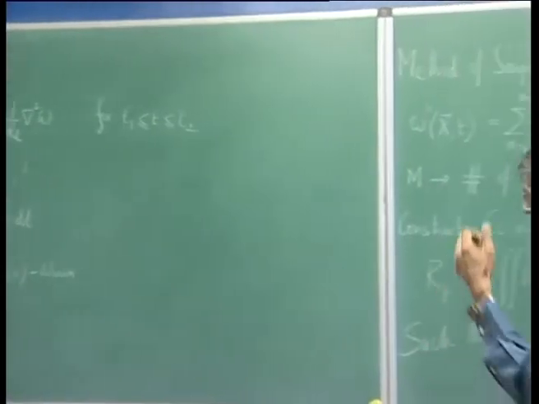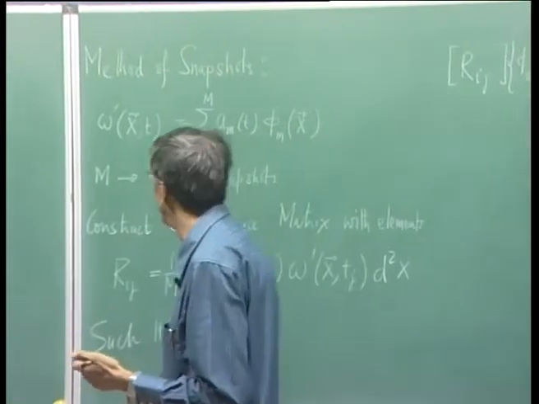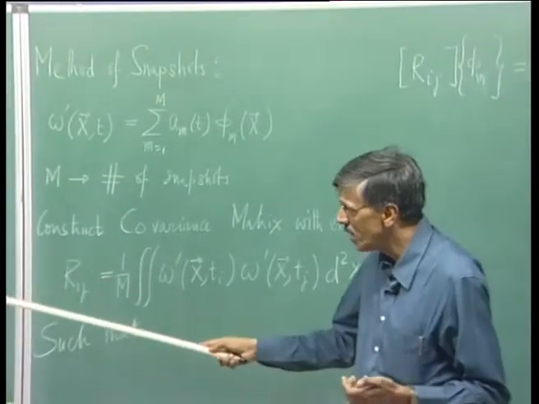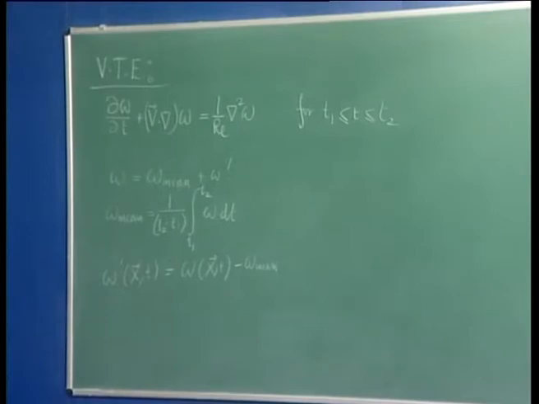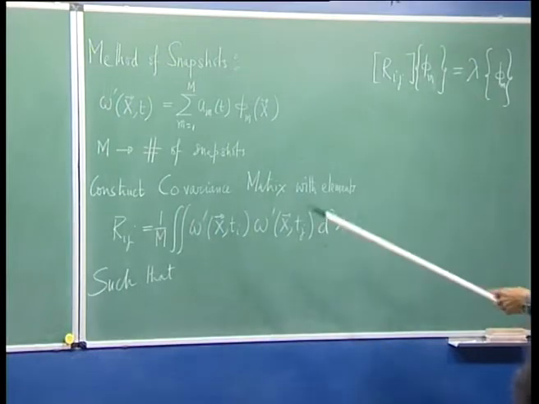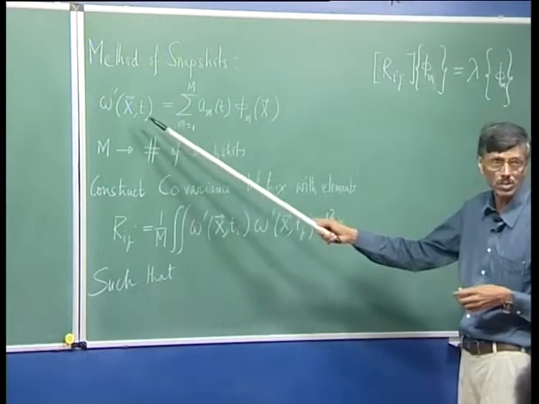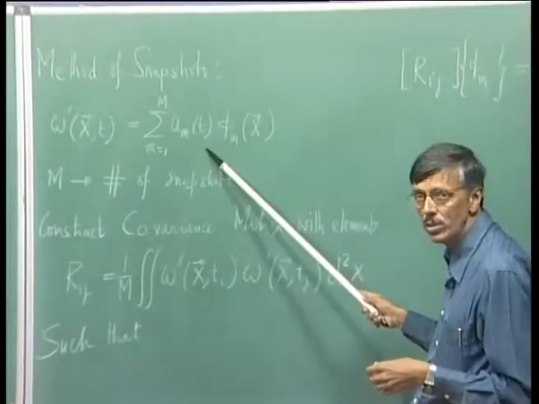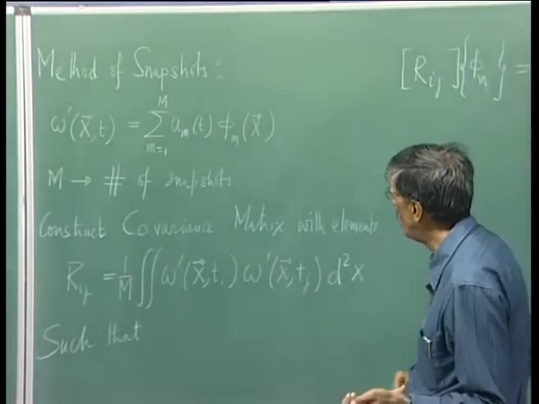So, let us now briefly talk about what that method of snapshots is, which was developed by Sirovich. What we do is the disturbance vorticity that we have obtained here is represented in a Galerkin ansatz. So, what is it? It is some kind of a splitting of the variable variation with respect to space and time into a time dependent amplitude times a space dependent function, right. So, what are we doing?